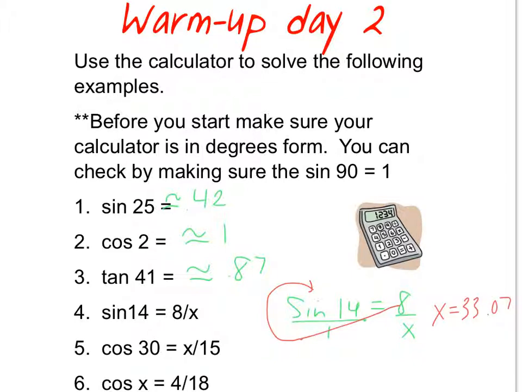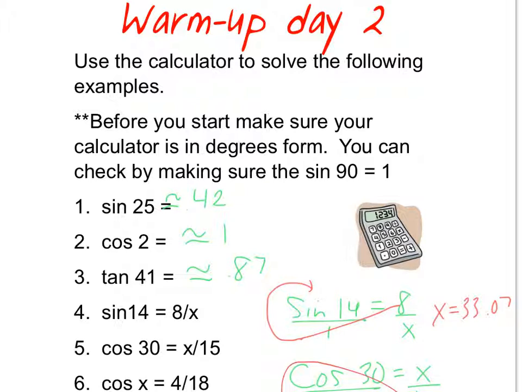So number 5, I'm going to set it up as the cosine of 30 equals x over 15. And I put it over 1. And again, I'm going to fish hook, so I start opposite the x, right here. I'm going to fish hook here and divide by 1. So I'm going to draw my little fish hook like that. So x will equal 15 times cosine of 30, which is 12.99. I'm not going to divide by 1 because that's not going to change my answer.